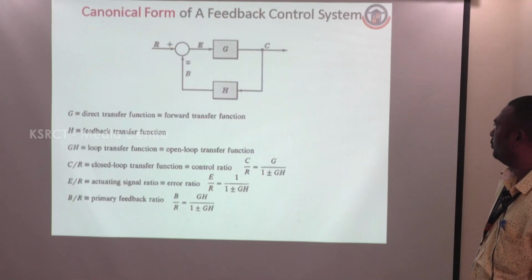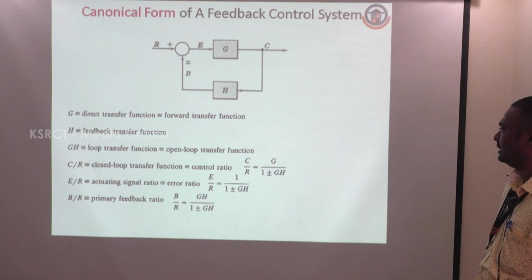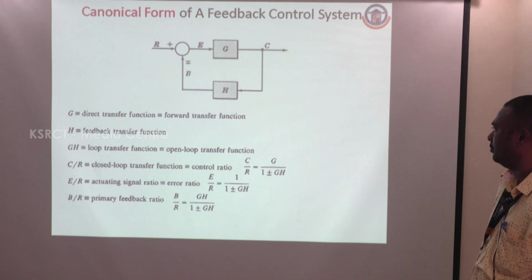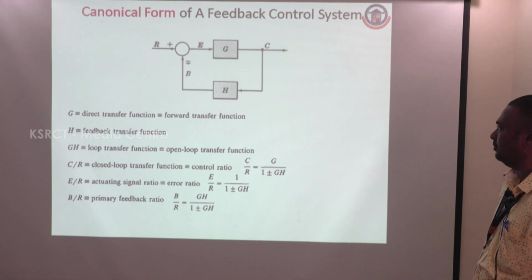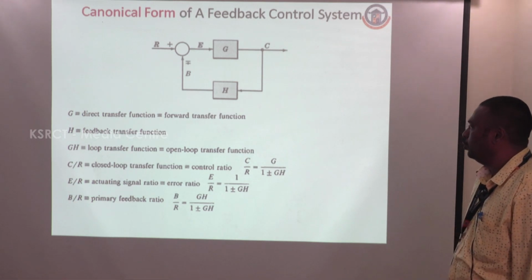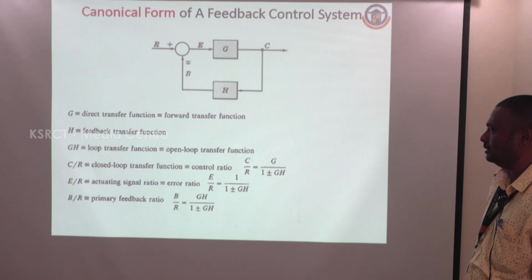A canonical form of a feedback system. This considers a closed loop control system. G is the direct transfer function, the forward transfer function. H is the feedback transfer function. GH we represent as the loop transfer function, the open loop transfer function. C by R is the closed loop transfer function.